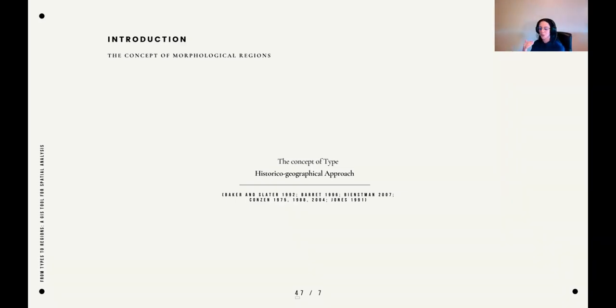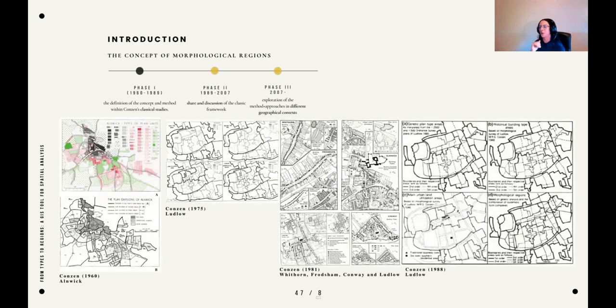So there's no relation to, for example, the Italian school of urban morphology and the typological process of development. That's not the idea. We're just focusing on type within the historical-geographical approach. By saying that, we can move on to the framework of the morphological region.